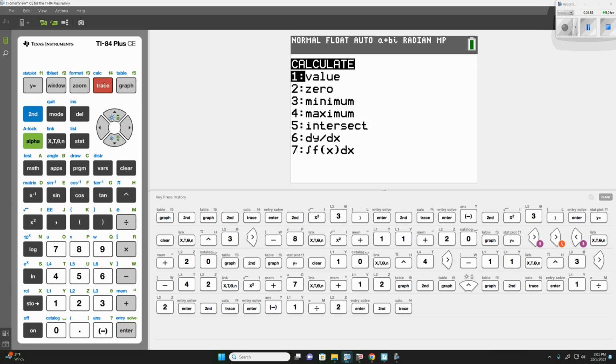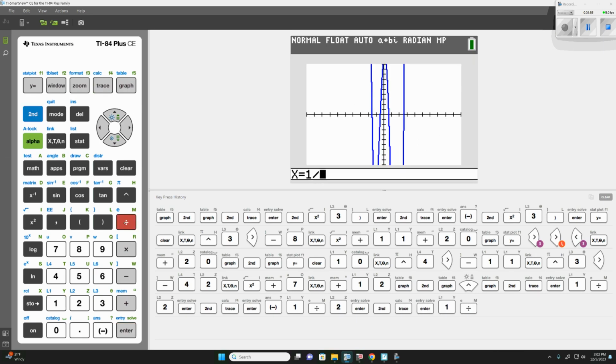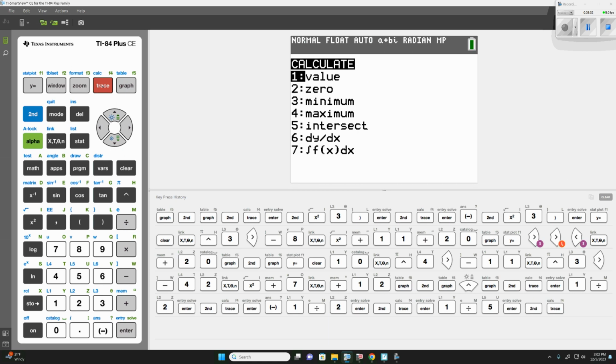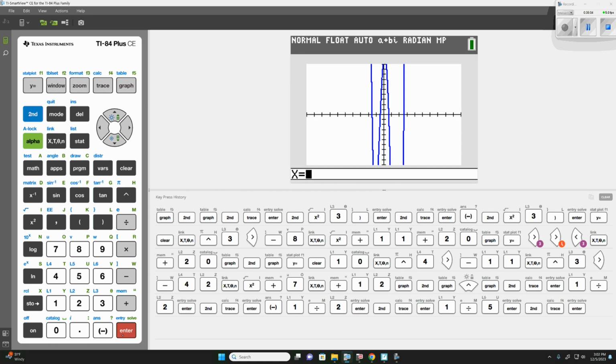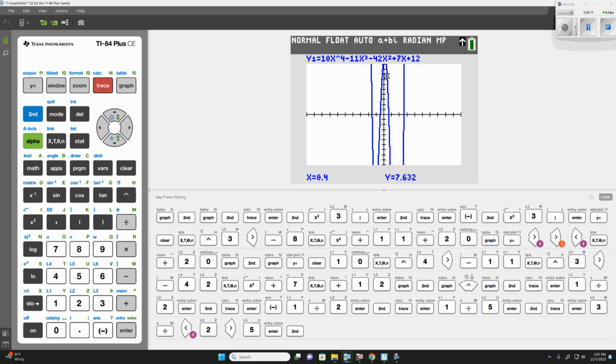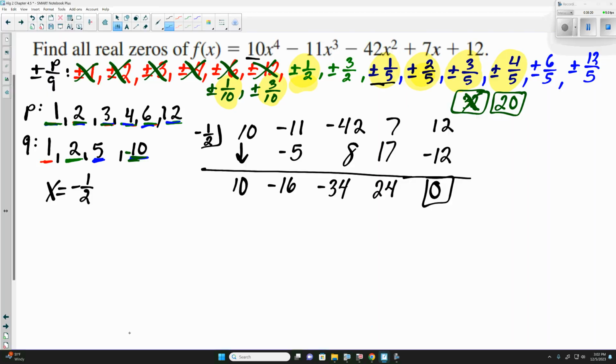So I can do the same thing. Second, calculate value. 1/5. Does it give us 0? No. Second, calculate value. The next one was 2/5. No. Second, trace value. The next one was, and it does give us 0, yes? So the next value of x that works is 3/5.